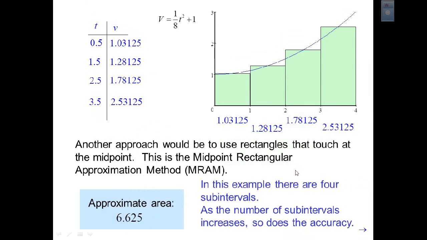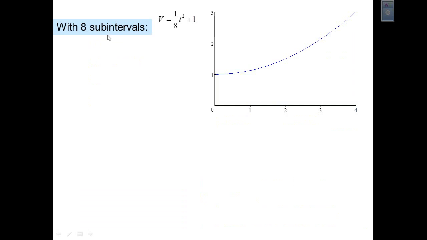Now in this example, we had 4 subintervals. As the number of subintervals increases, so does the accuracy. So while 6.625 is actually not that bad an approximation, I'll tell you what the exact value is in just a second. While this is not that bad an approximation, if we increase the number of subintervals we use, or the number of rectangles, then our accuracy is going to be that much more. So instead of using 4, let's say we use, well, 8. So with 8 subintervals, we would actually have to split 0 to 4 up into 8 equal parts.